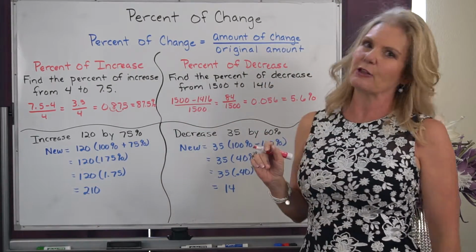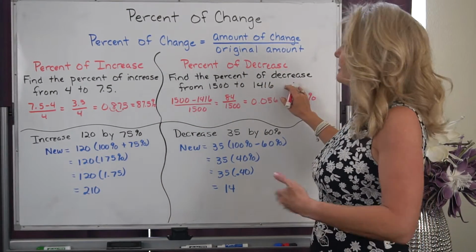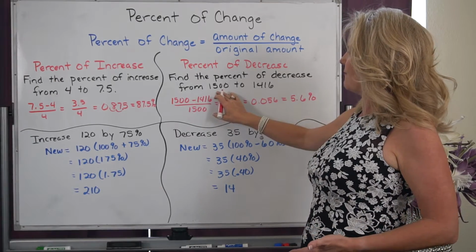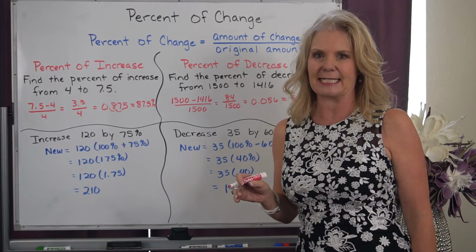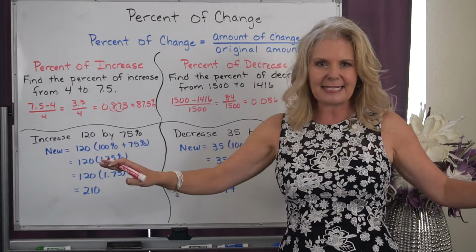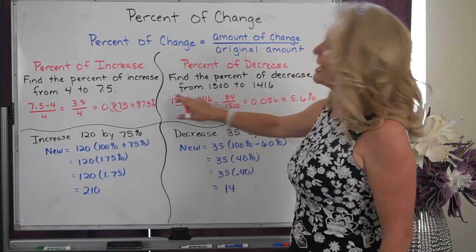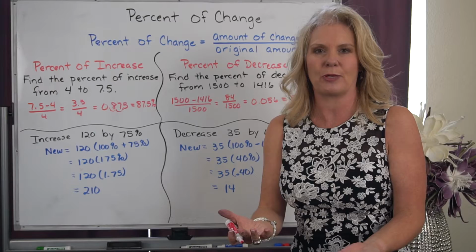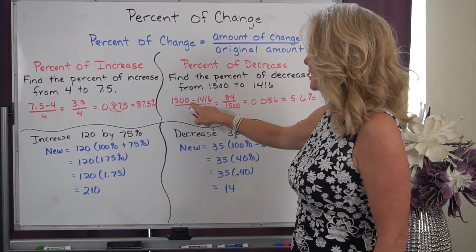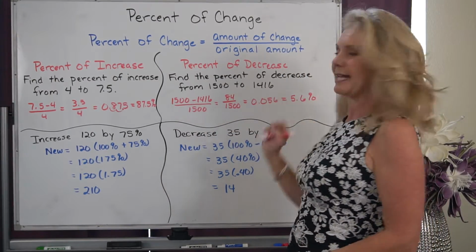Now we can also calculate percent of decrease. So if I had a problem that looked like this, find the percent of decrease from 1,500 to 1,416. I use the exact same process. So first I have to find that difference between those two numbers, so I'm going to use subtraction. So when I subtract those two, I get 84.